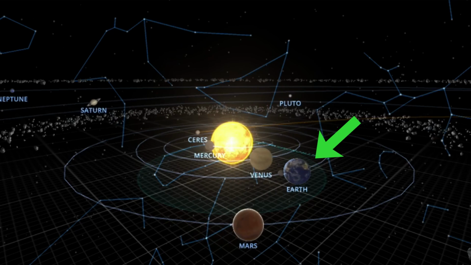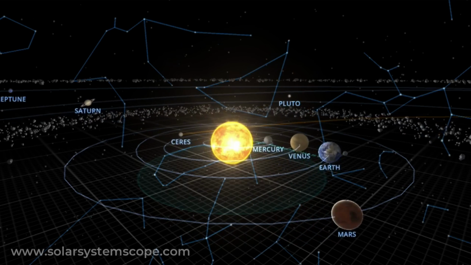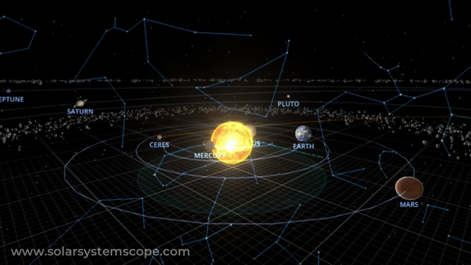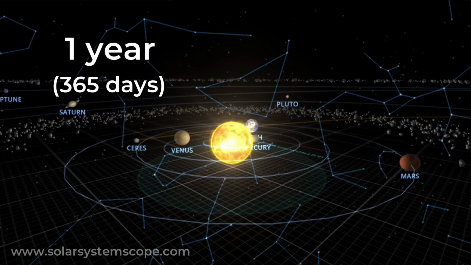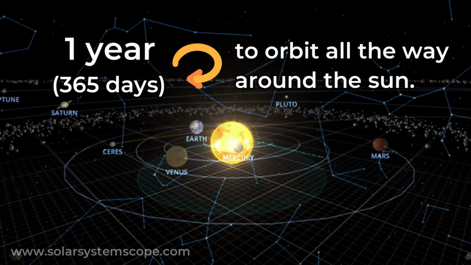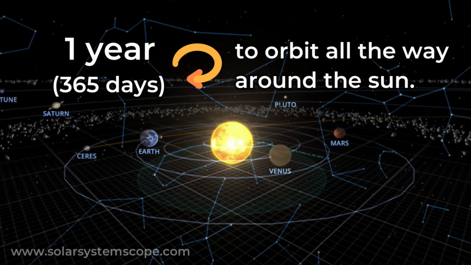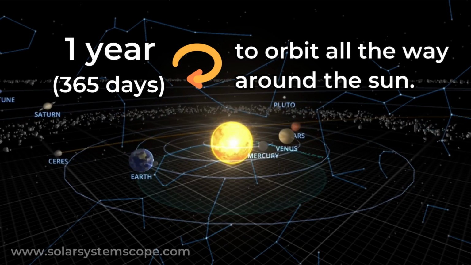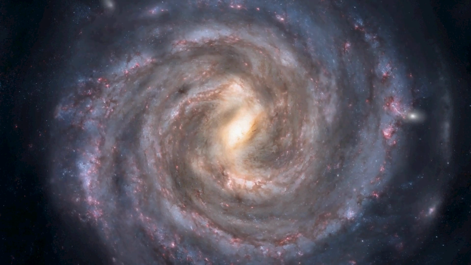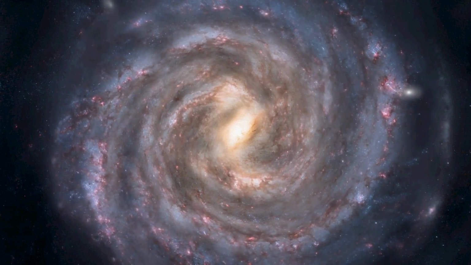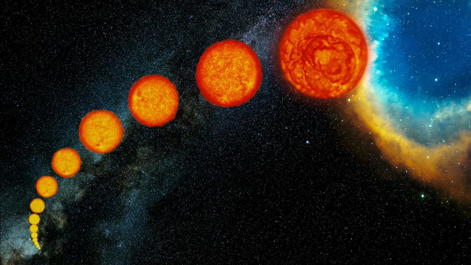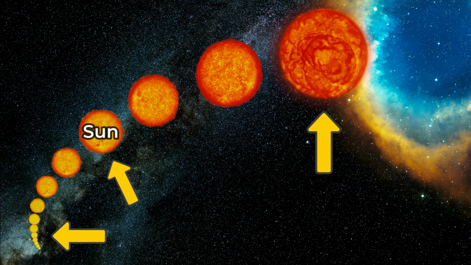Our home, planet Earth, revolves around a medium-sized star. We simply call this star the Sun. It takes the Earth 1 year, or 365 days, to orbit all the way around the Sun. While our star is very special to us, it is just one of the billions of stars in our galaxy. These stars come in many different sizes. Some stars are smaller, and some are much larger. Our Sun is in between. It is a medium-sized star.